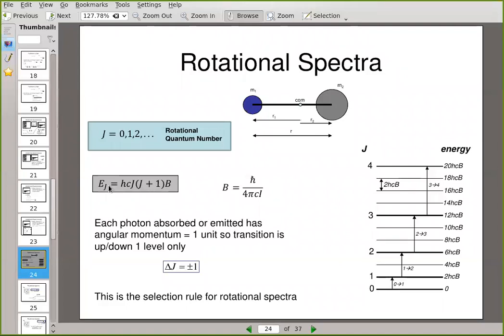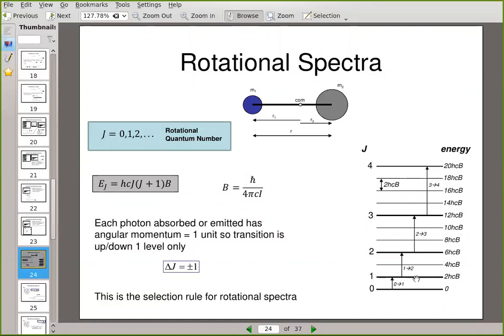And these energy levels are given by hc times J times J plus 1 times this constant B. If we put 0 into J(J+1), it is 0. If we put 1 in, this becomes 2. If you put 2 in, it becomes 6. If you put 3 in, it becomes 12. And so we see that the energy levels are spaced 0, 2, 6, 12, and 20.